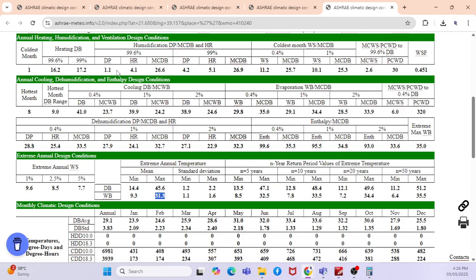And about the humidification, coldest month: what is the wet bulb temperature? What is the wind speed during the coldest month? What is the evaporation, and what is the enthalpy, dehumidification? You will get all this, basically, as psychrometrics.